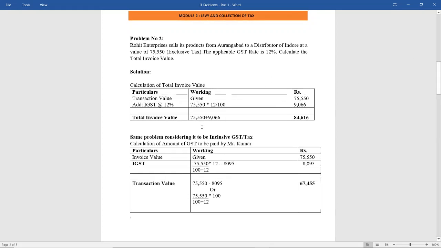Now suppose the same amount is inclusive of GST. So we know that the invoice value is 75,550, which means this 75,550 has the GST component inside it. So we have to remove the GST component to get the transaction value or basic value. Here, to find the GST component: amount inclusive of GST, that is 75,550, divided by 100 plus rate of GST, into rate of GST. And to know the transaction value: amount inclusive of GST divided by 100 plus rate of GST, into 100.